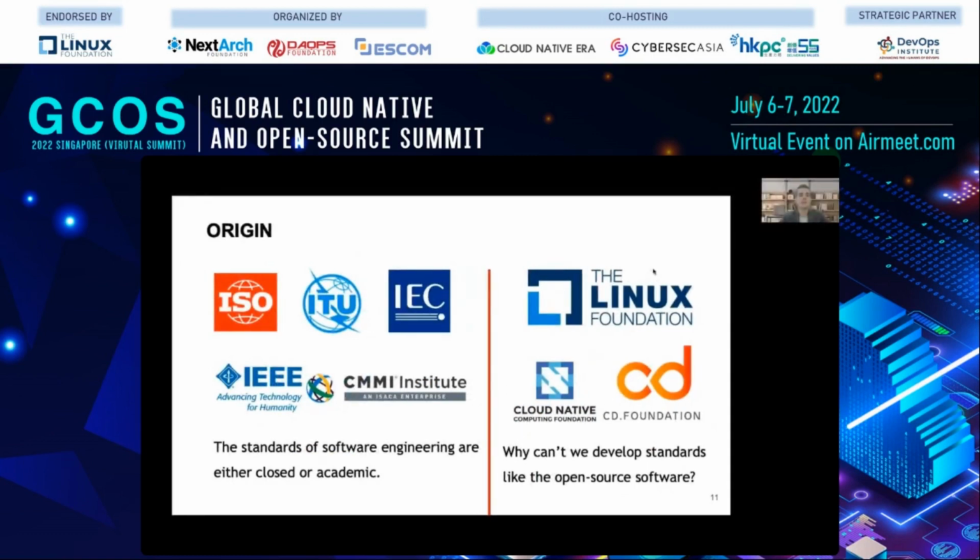Where does this come from? Well, there are so many standards out there, like ISO standards and others that most of you have heard about. Yet there's one key problem. These standards are either too closed or too academic. What we faced ourselves is the big question, why can't we operate more like the leaders in open source? For example, Linux Foundation or Cloud Native Computer Foundation. We believe that makes a huge difference to how we engineer and program. So why can't we develop standards like open source software?